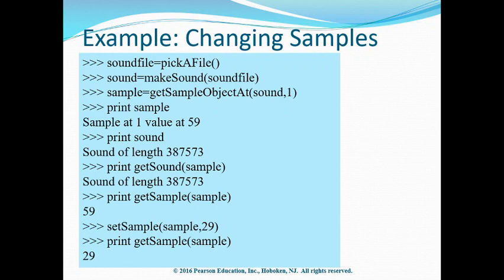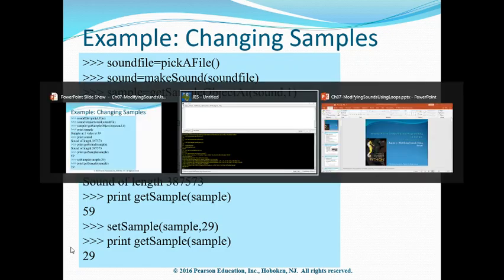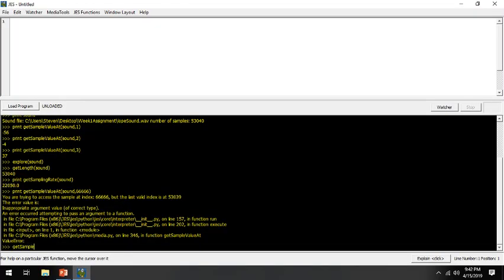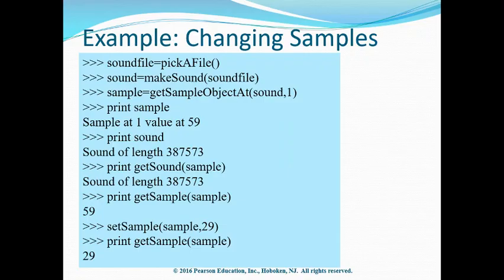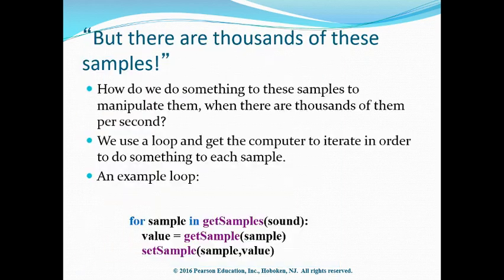Again, we get the sound value. We can print a sample. So I can say get sample object at. Let's try this. So I can say get sample object at fixed sound 1. Cool. Sample at 1 with value negative 56. And then we can go through that, and we can get samples and set samples as well.